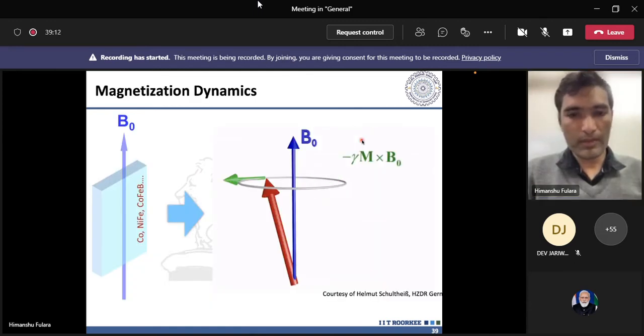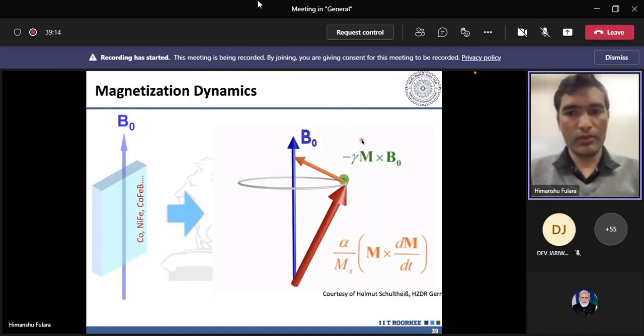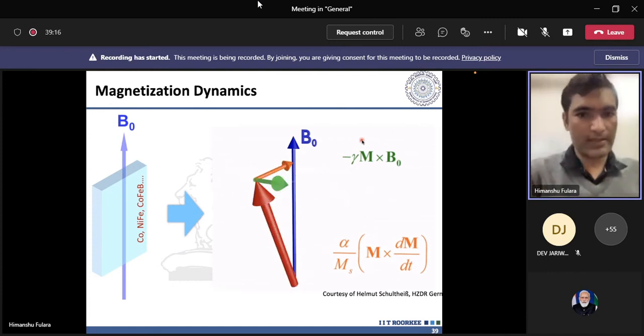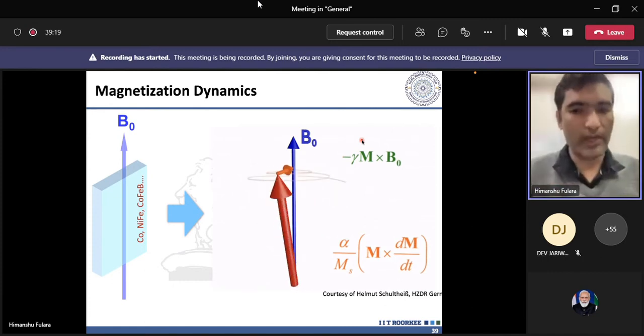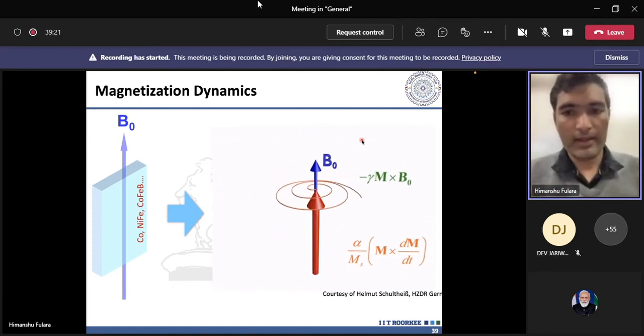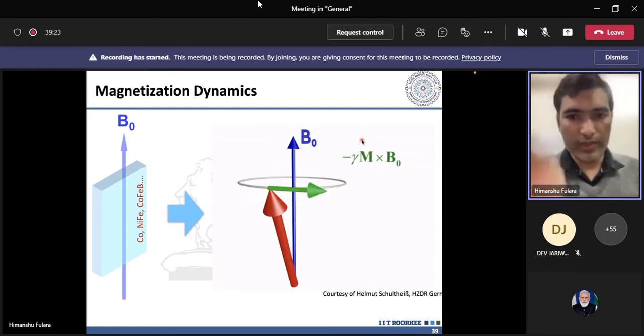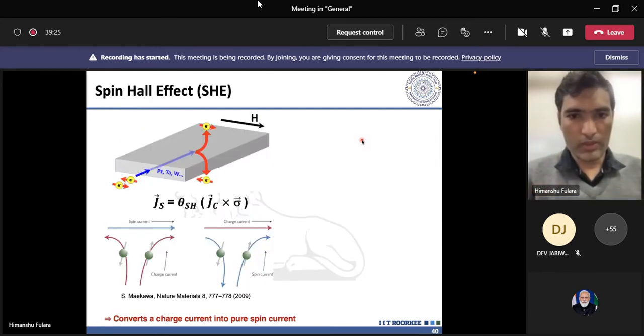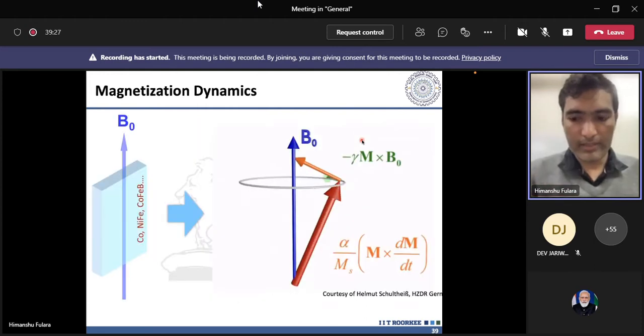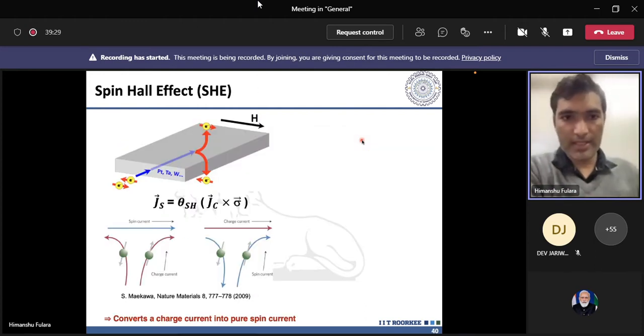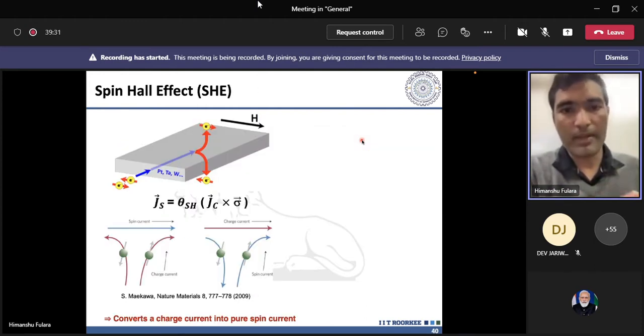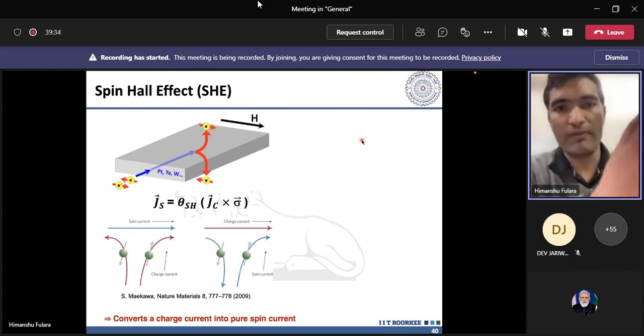So again, the concept is very simple. You want this precession to take place for an indefinite time, or for a large duration, in order to extract some signal. So one approach is this spin transfer torque effect. The other emerging approach is this spin Hall effect.